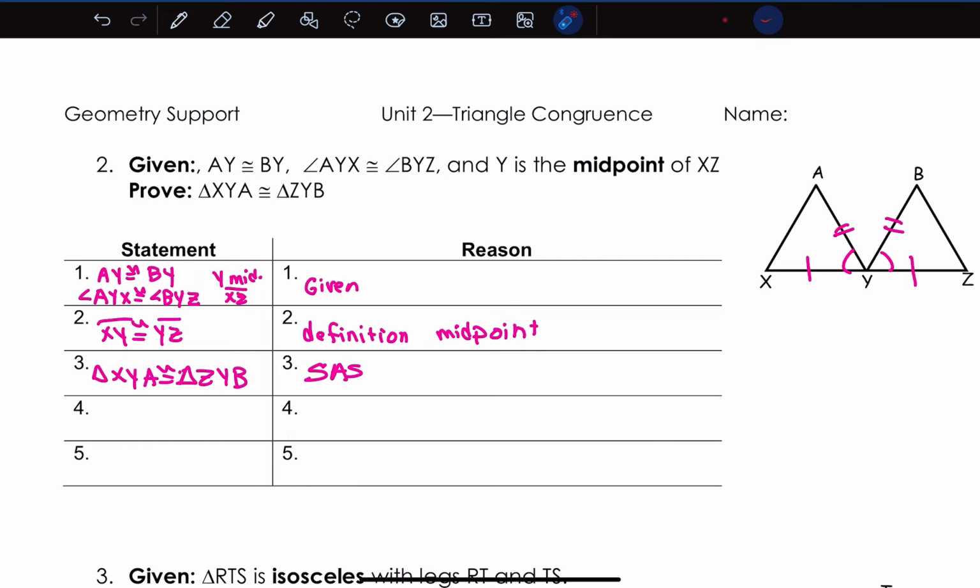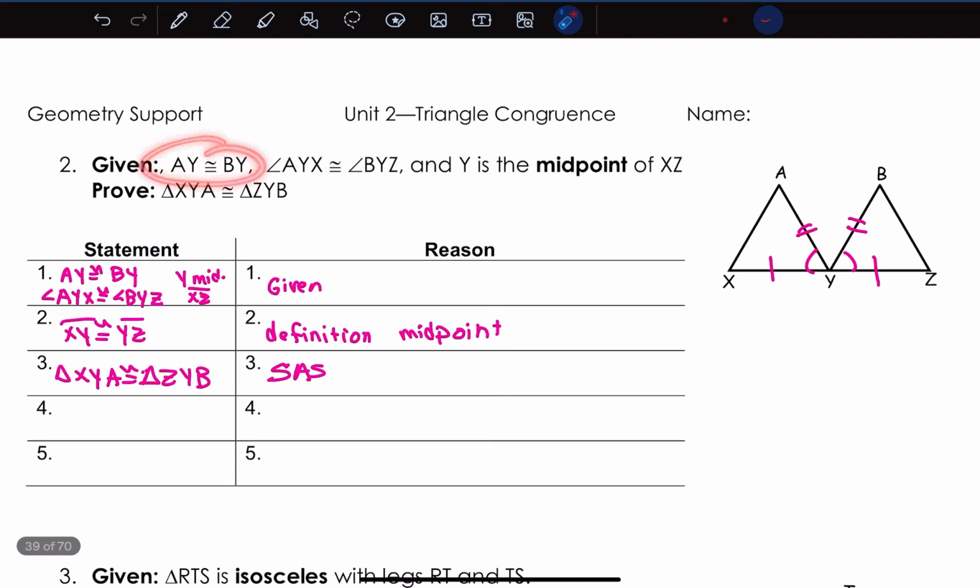Next one. Again, we need to mark everything that we have. We have a pair of congruent sides. So AY is congruent to BY. We have a set of congruent angles. And then we know that Y is a midpoint. Definition of midpoint is that it creates two congruent segments. So I can see based off of this that I am going to use side, angle, side.